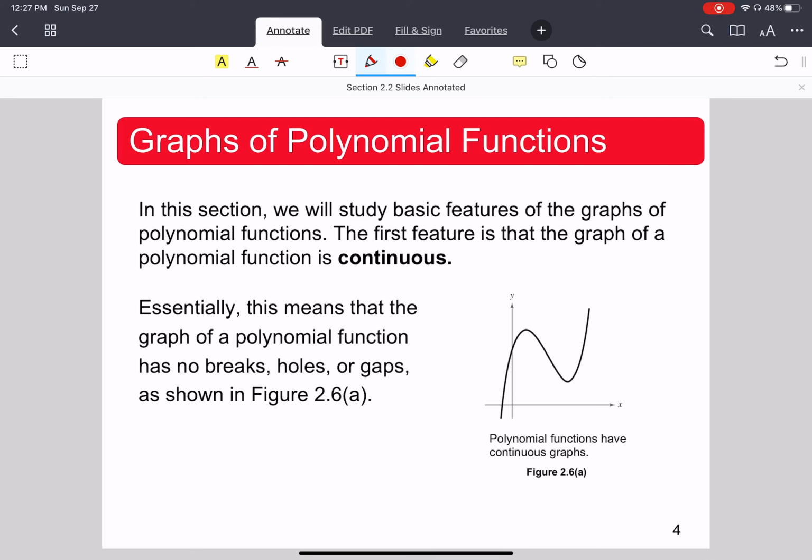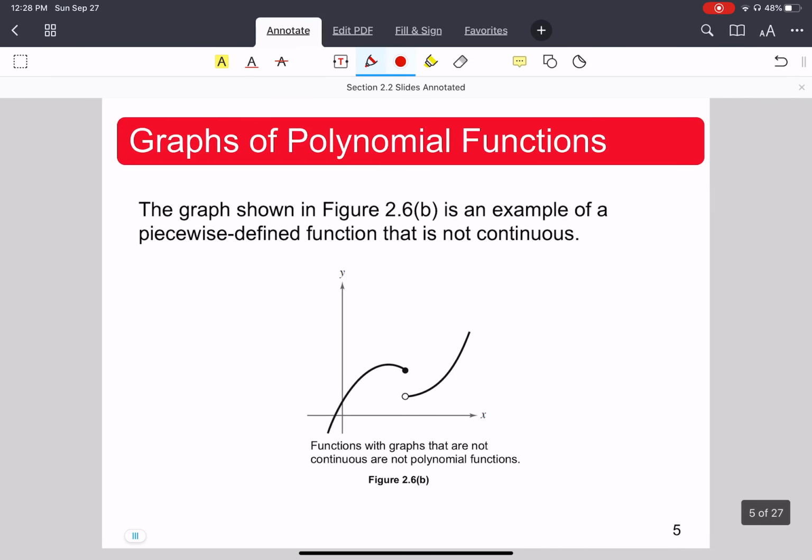The first feature we need to know about these polynomials is that polynomial functions are always continuous. What we mean by continuous is that the graphs of polynomials have no breaks, holes, or gaps. They're always consistent. In other words, you can draw the curve without lifting your pen. Here's an example of a graph that is not continuous. As you can see, there's a gap between the first curve and the second curve. That's why this function is not a polynomial. It's not continuous.